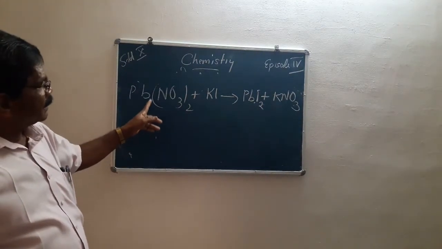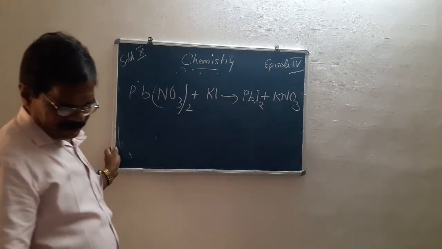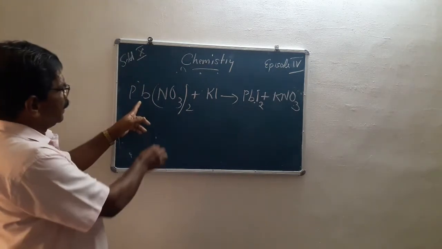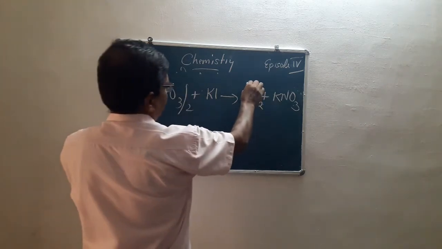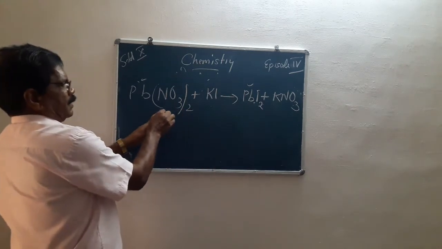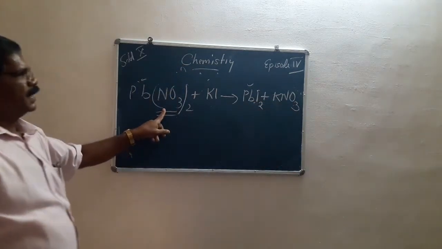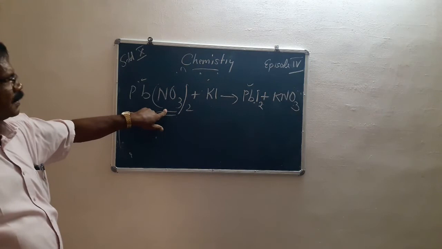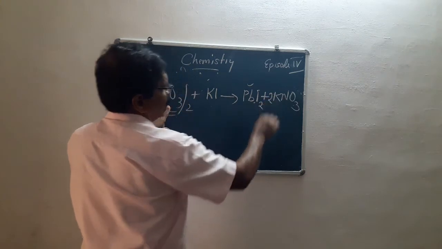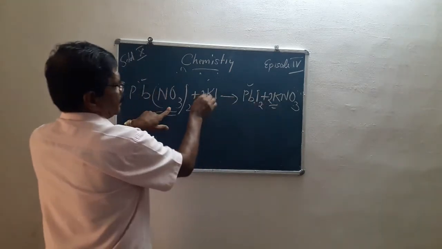Our second question is whether the equation is balanced or unbalanced. You look here: 1 Pb, 1 Pb, 1 K, 1 K, 2 NO3. Here NO3 twice, that means 2 NO3, here only 1 NO3. So we have to balance the equation. How to balance? Here 2 NO3, therefore we also put 2 KNO3. There 2 K comes here, 2 K, therefore we are writing 2 here also.